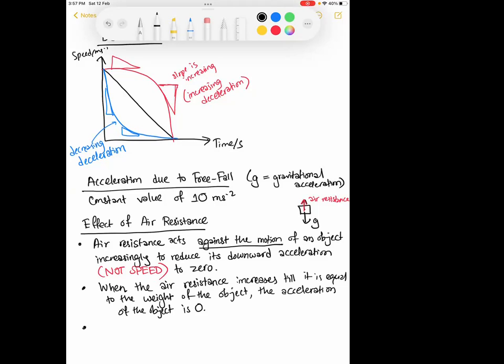Now, what happens when the acceleration becomes 0? The object will fall at a constant velocity, right? This is known as the terminal velocity.